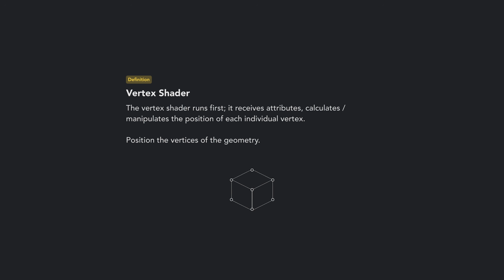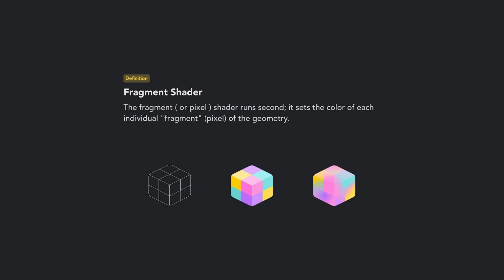It receives attributes and manipulates the position of each individual vertex. Essentially, it positions the vertices of a geometry to create a shape. The fragment shader runs after the vertex shader has defined our geometry's shape, and it sets the color of each individual fragment or pixel on the geometry.